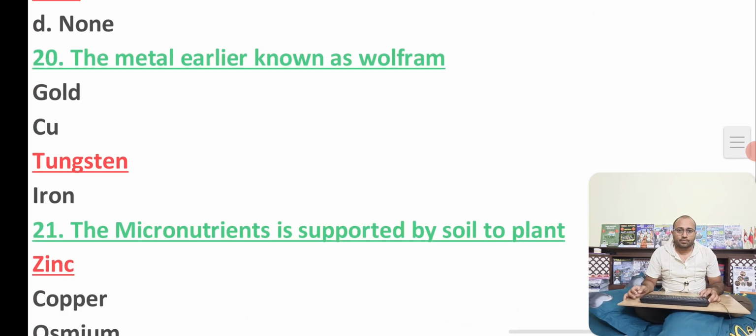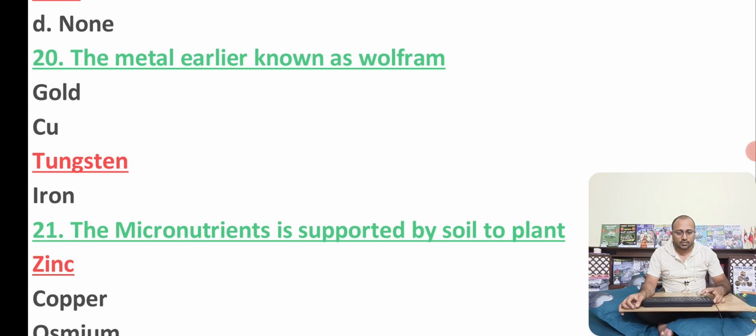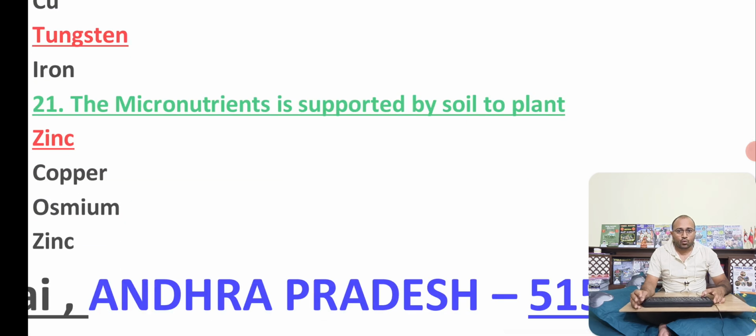The metal previously called wolfram is tungsten, guys, normally used in making the filament of bulbs. Here the metal found free in nature is gold, and copper is the most used in domestic wiring. The micronutrient supplied by soil to plants is zinc, guys, very important. These are the micronutrients which are supplied by soil to plants.